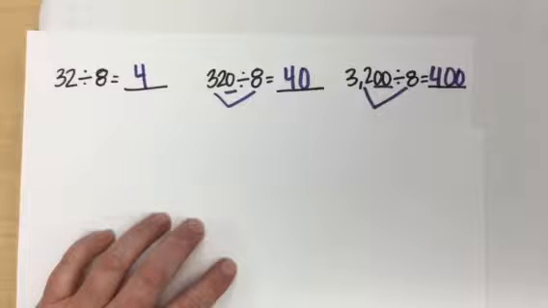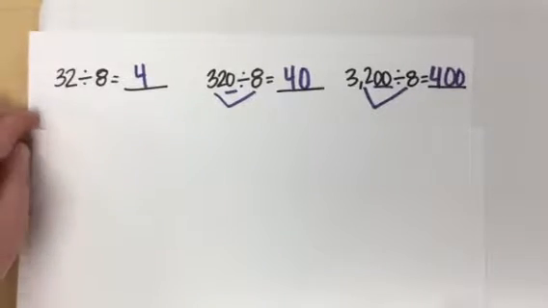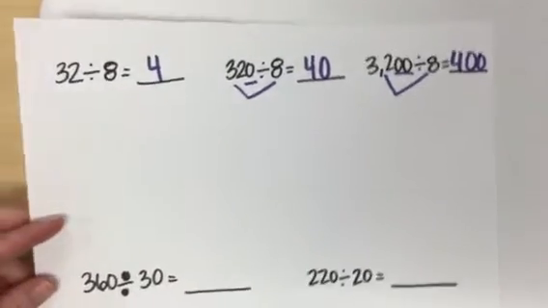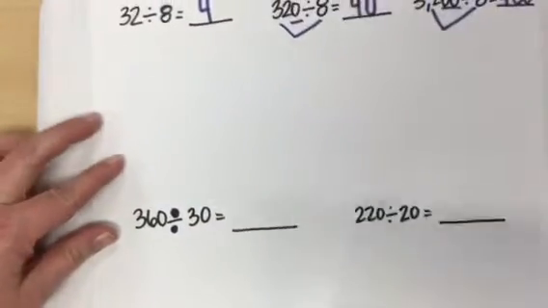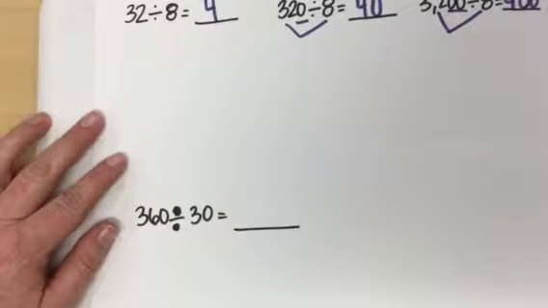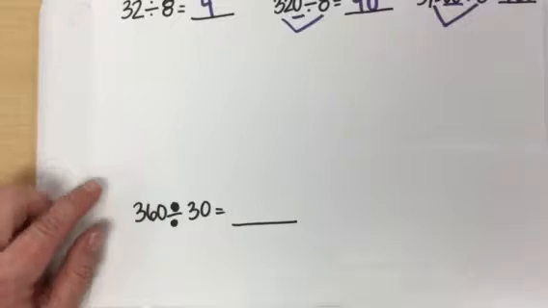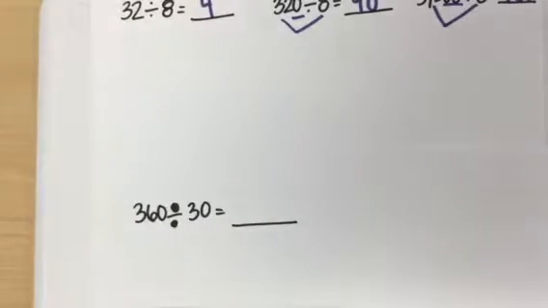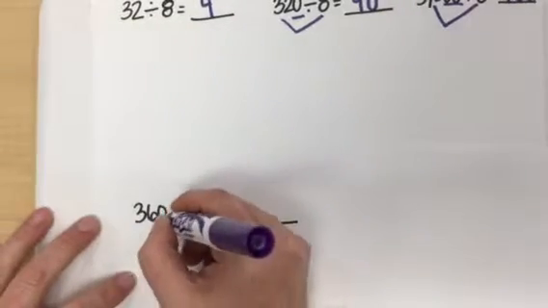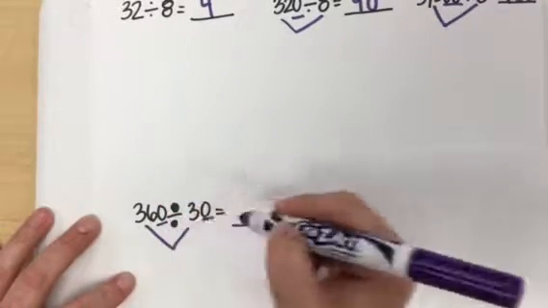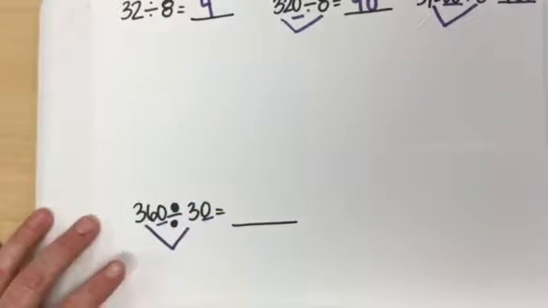Okay, now I'm going to throw some hard ones in that I don't think they're going to have you do right now in the practice, but it's really important to know for later on. So let's say you've got a 0 here and a 0 here. If I've got 360 divided by 30, I can do the same thing where I kind of ignore these zeros and I say, okay, what's 360 divided by 3?